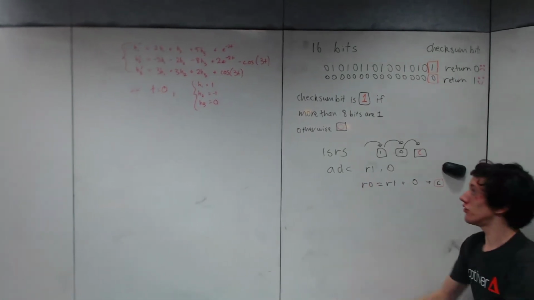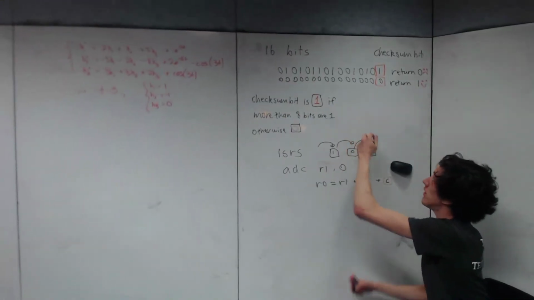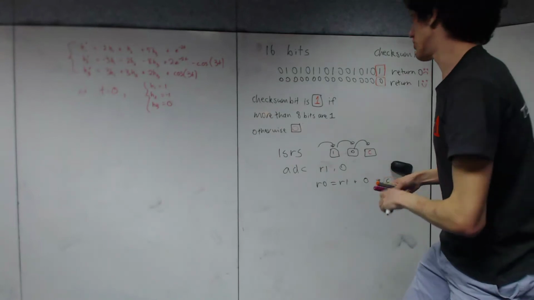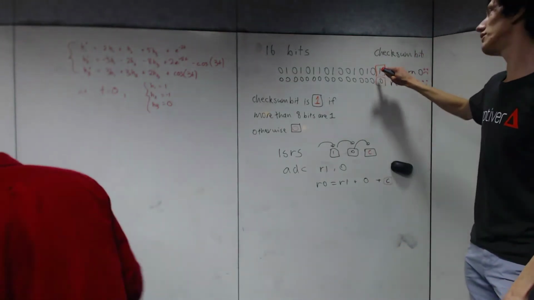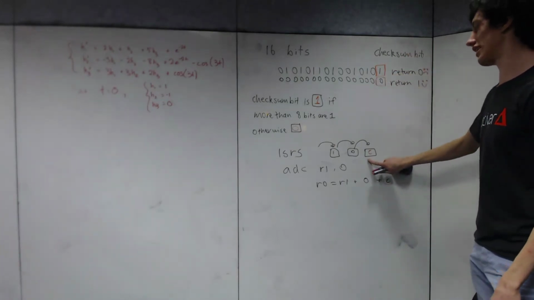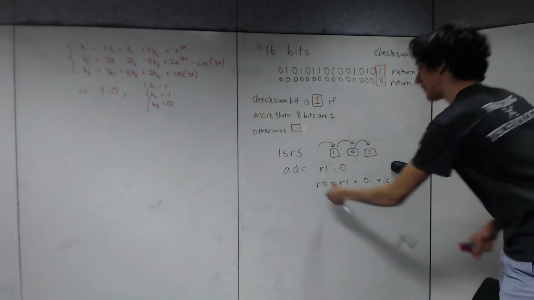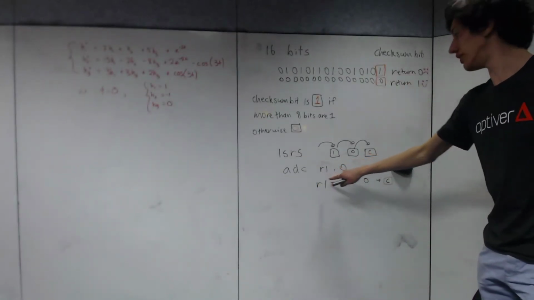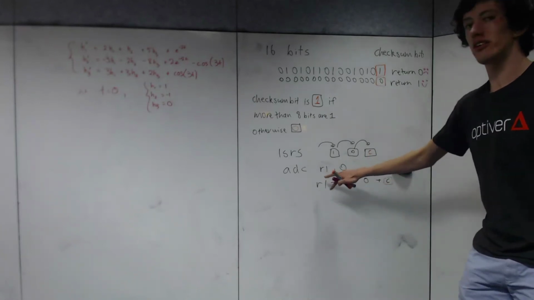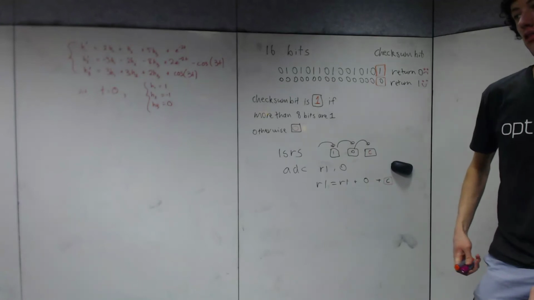So if you do logical shift right setting flags, the first time you do this, for example, the first LSRS will put the checksum bit into the carry flag. Then you can do this, and assuming R1 was initialized to 0 before you did this, R1 would now contain the value of the checksum bit, either 0 or 1. Yeah, so that's one way to do it.